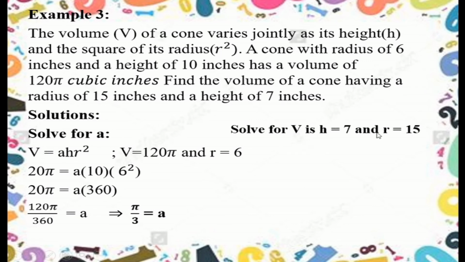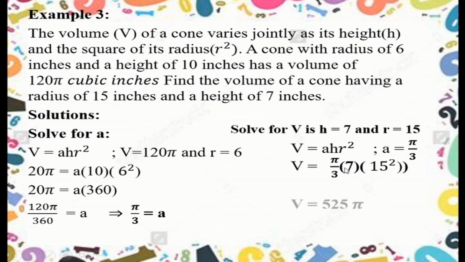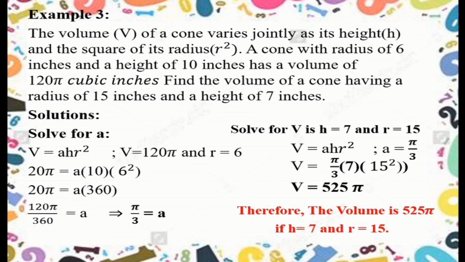So we will copy the same formula, but the value of our constant of variation is pi over 3. So substitute nyo lang yan lahat-lahat. Okay. So we will have 525 pi. So unahin nyo munang square ang 15. 15 squared, then multiply by 7, then multiply by pi over 3. So therefore the volume is 525 pi if the height is 7 and the radius is 15. So that's it for the joint variation, and thank you so much for listening.